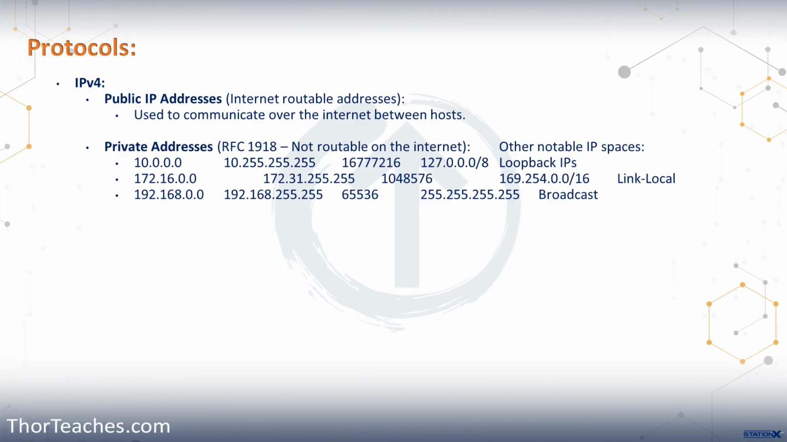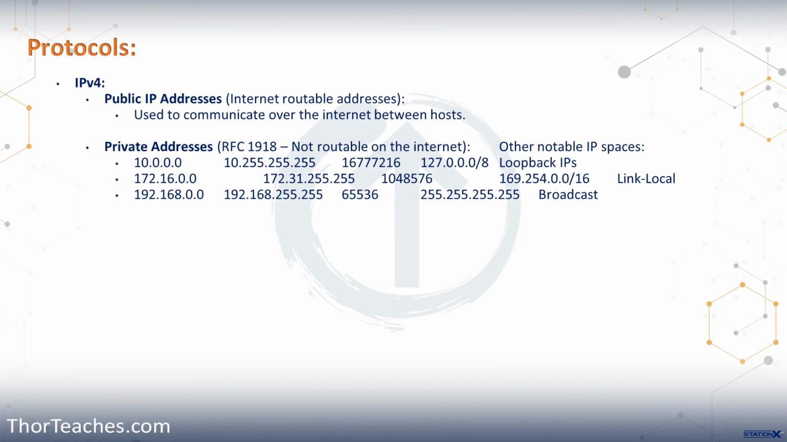The second range is 172.16.0.0 to 172.31.255.255. That range gives you slightly over a million IP addresses. And then finally, the last range, 192.168.0.0 to 192.168.255.255. That gives you just about 65,000 IP addresses.